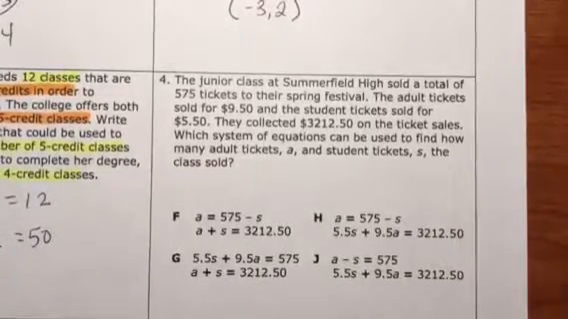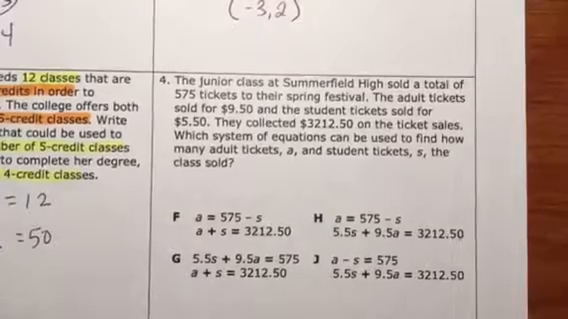The junior class at Summerfield High sold a total of 575 tickets to their spring festival. The adult tickets sold for $9.50 and the student tickets sold for $5.50. They collected $3,212.50 on ticket sales. Which system of equations can be used to find how many adult tickets A and student tickets S the class sold?